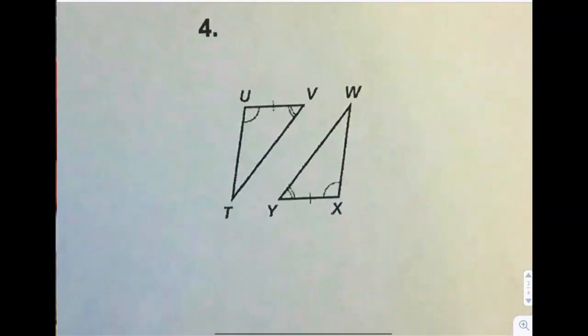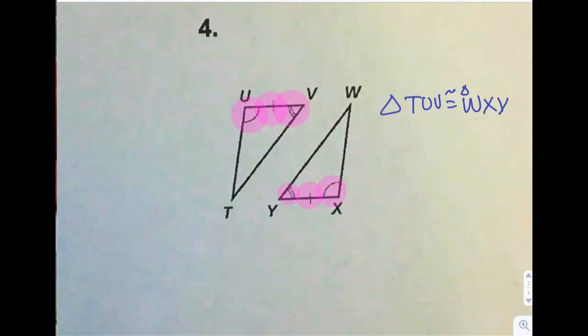Number 4. I don't need anything else. Angle, side, angle. So I have triangle, I'll call it TUV. And if I do that, it would be WXY. And that's because of angle, side, angle.